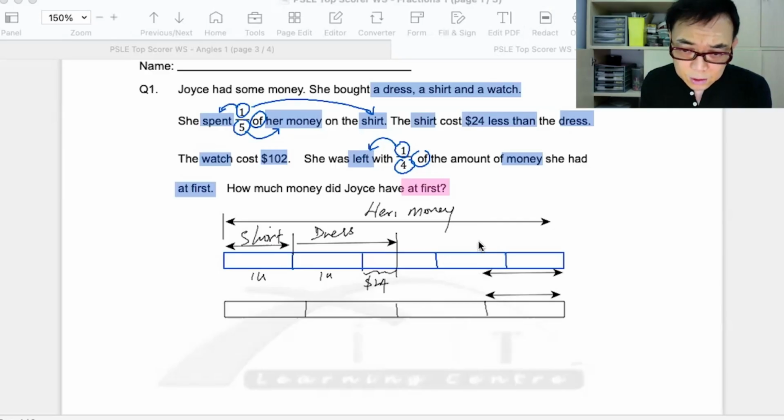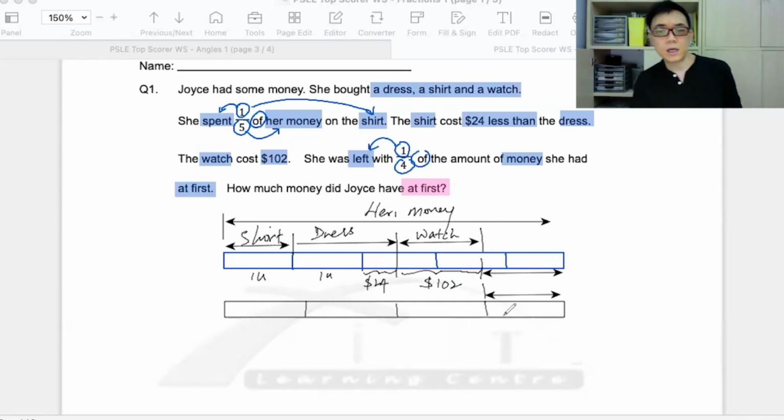So I'm going to put here 102, right, watch, and this will be 102. Okay? And they say that this is 1/4. Right.